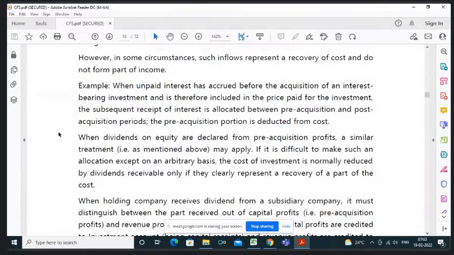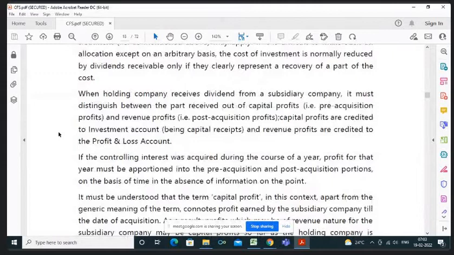Similarly, when dividends on equity are declared from the pre-acquisition profits, a similar treatment may apply. If it is difficult to make such an allocation except on an arbitrary basis, the cost of investment is normally reduced by dividends receivable only if they clearly represent a recovery of a part of the cost.